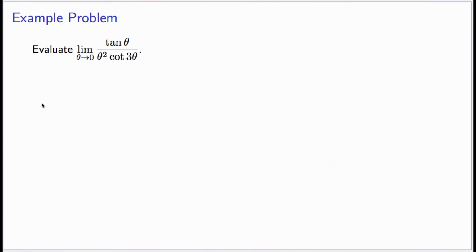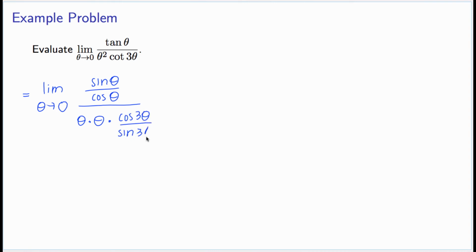Let's do another example problem here. So here we have the limit as theta goes to 0 of tangent theta over theta squared times cotangent of 3 theta. Now, as we saw before in our previous problem, let's start by writing everything out in terms of sine and cosine. So I get sine theta over cosine theta from my tangent, and then I have a theta squared, so I'm going to write that as theta times theta, and then cotangent 3 theta, so that's cosine 3 theta over sine 3 theta.